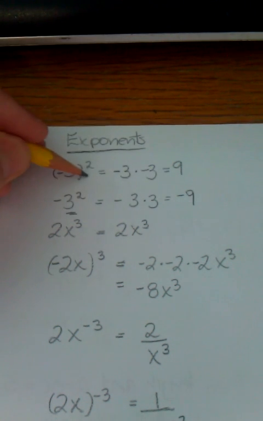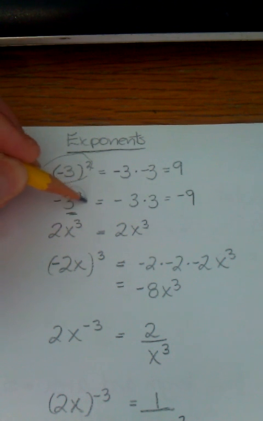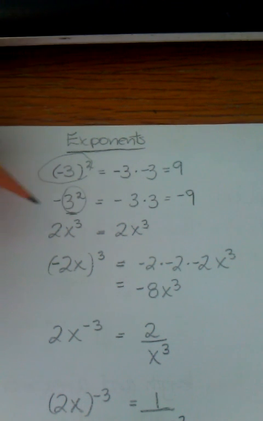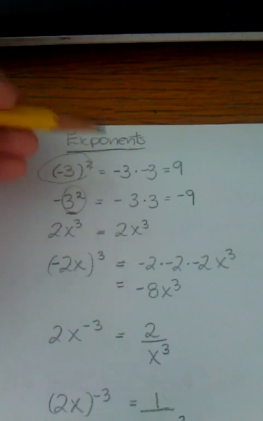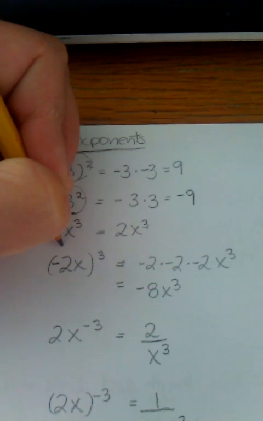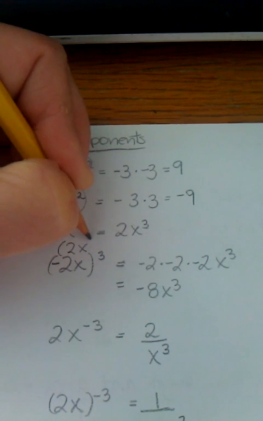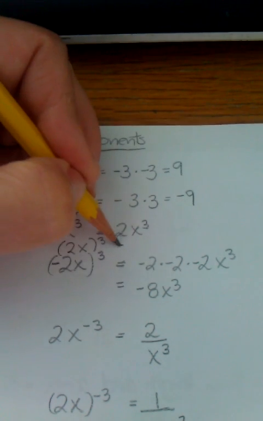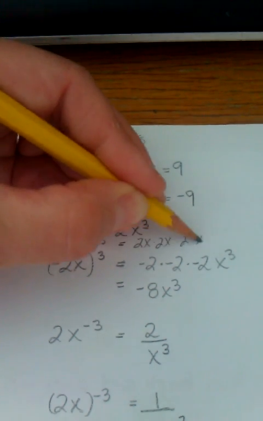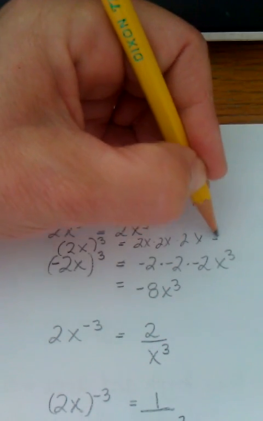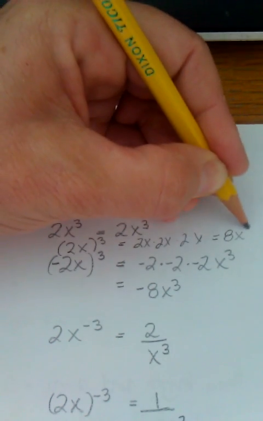So that's really important. If there's parentheses, all of it gets squared. If there are not parentheses, only that number gets squared. So if I had 2x cubed, here again, the 2 is not getting cubed, just the x. So that stays as 2x cubed. But if I had (2x) and all of that was cubed, then I would say 2x times 2x times 2x, which could give me a nice grand total of 8x cubed.